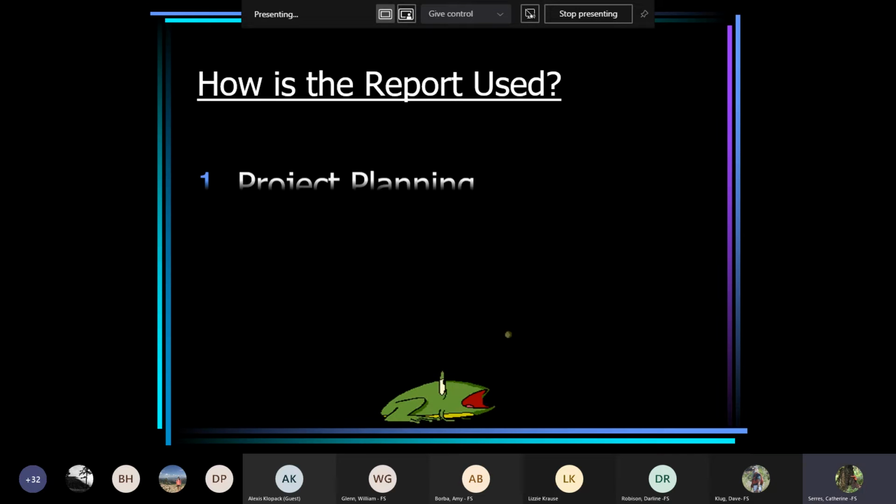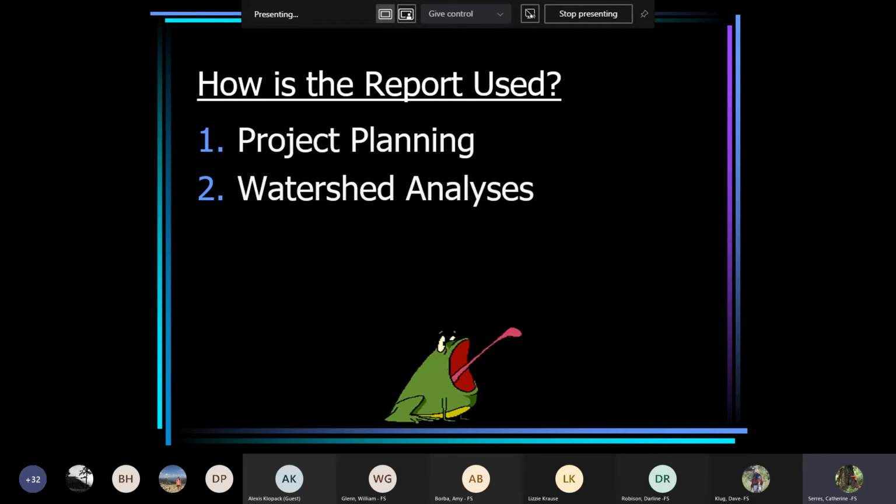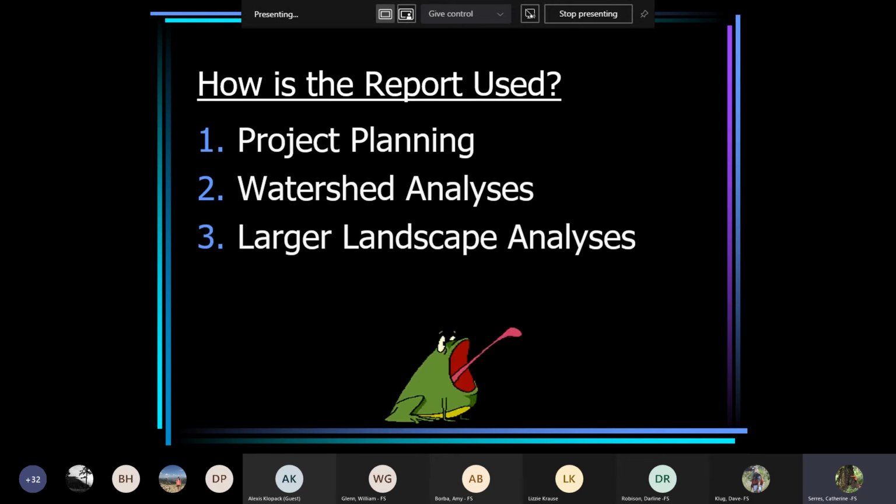So how is that report used? There's project planning. We talked about that yesterday. If you've got either timber sales or a restoration project, they're going to use this data to help guide where they might go with their project. Watershed analysis. Those are big plans that overlook entire watersheds. Then they can plan for the future to see where they want to make some improvements or what needs to be done to help the overall health of that watershed.